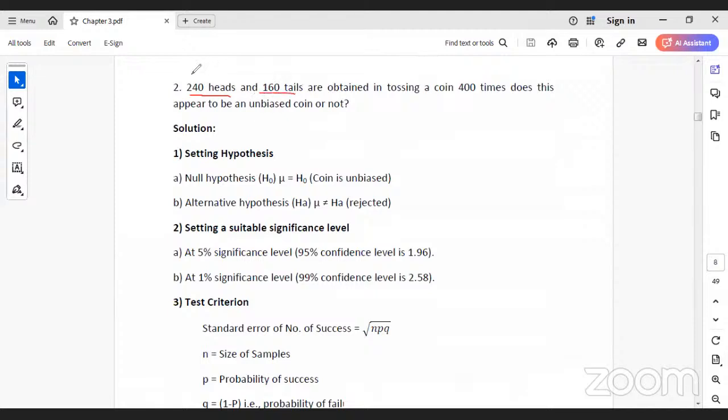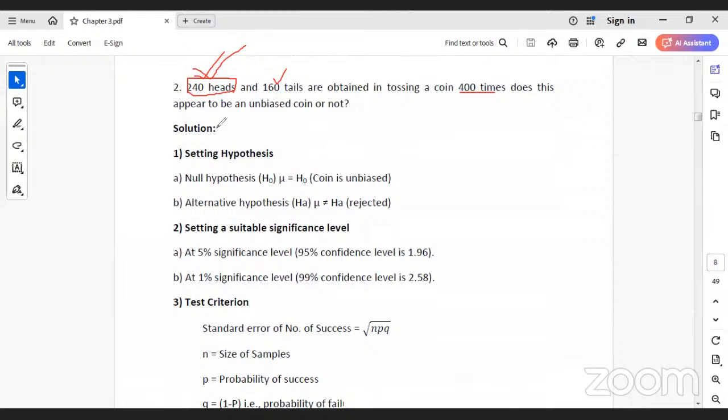So don't focus on 160. Ignore this one. Forget this one. Focus on only 240, the probability of success. Why? Because if you add 240 and 160, you are going to get 400. Already we know. But at the time of taking the difference, standard error is equal to difference divided by number of success, then you will get some doubt. So here focus only on 240.